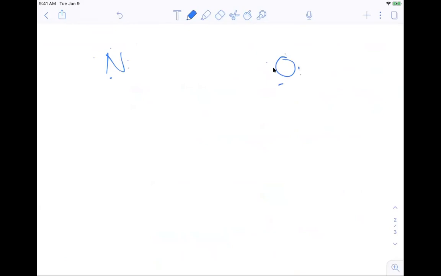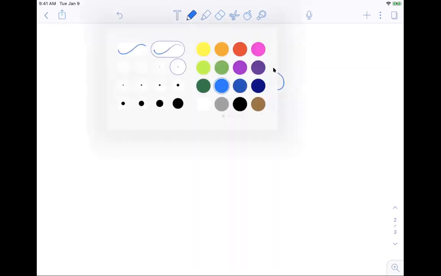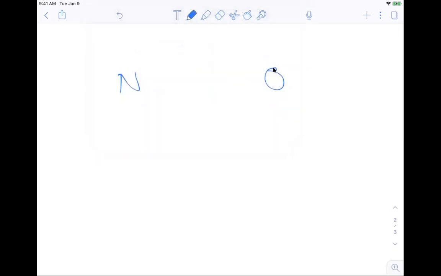Oh man, that was a crappy dot. You know what? I'm gonna erase these and draw them over because I want those dots to look nicer. All right, so let me redraw those, nitrogen and oxygen, and then let me pick a bigger button. All right, come on. All right.